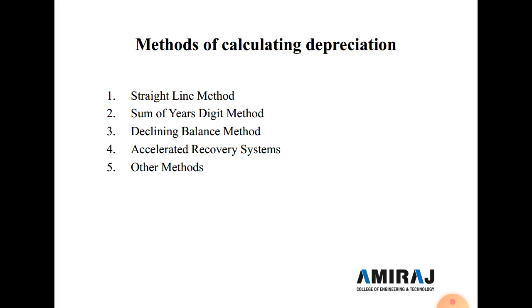So these are the formulas for the sum of years digits method. Now another method, number 3, is the declining balance method. In the declining balance method, a constant percentage of the book value of the previous period of the equipment or property is charged as the depreciation amount for the current period.